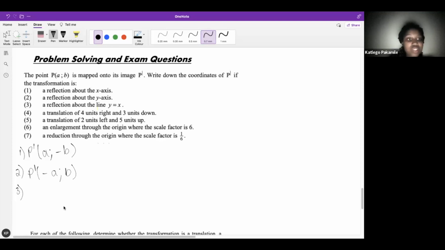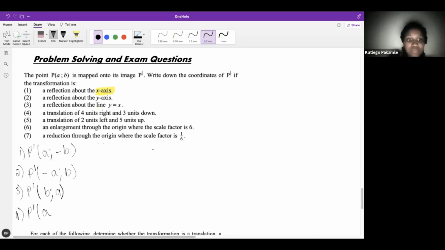Okay, number three says a reflection on the line y equals x. Nice. Oh, we know the rules nicely. I feel like the more you do it, the better you feel about it. Number four says 4 units to the right and 3 units down. 4 units to the right, so it's going to be A. And someone says y, negative B, because we're reflecting on the x-axis.